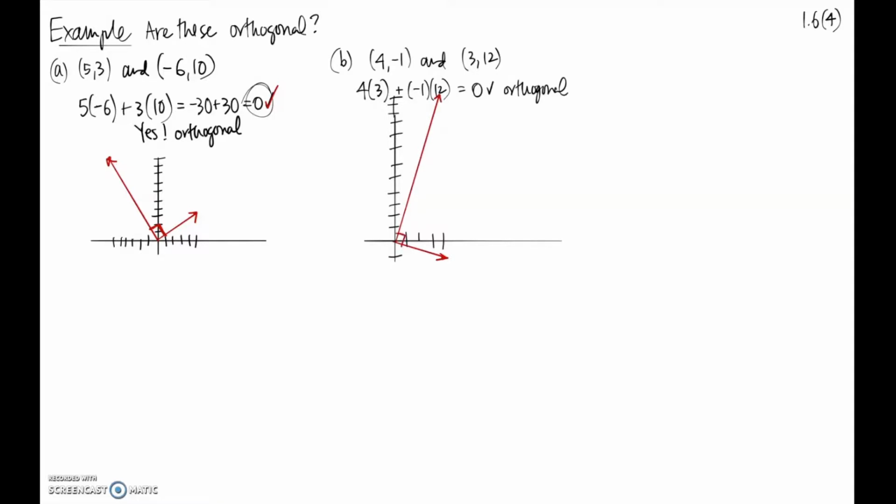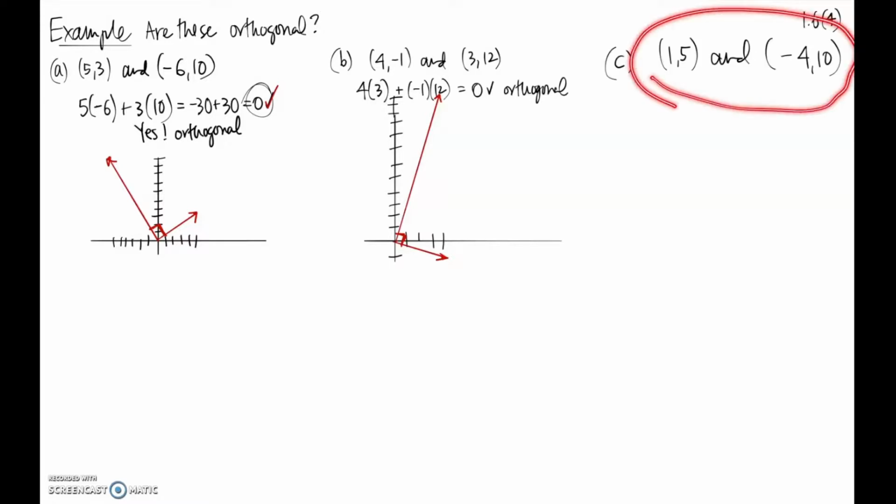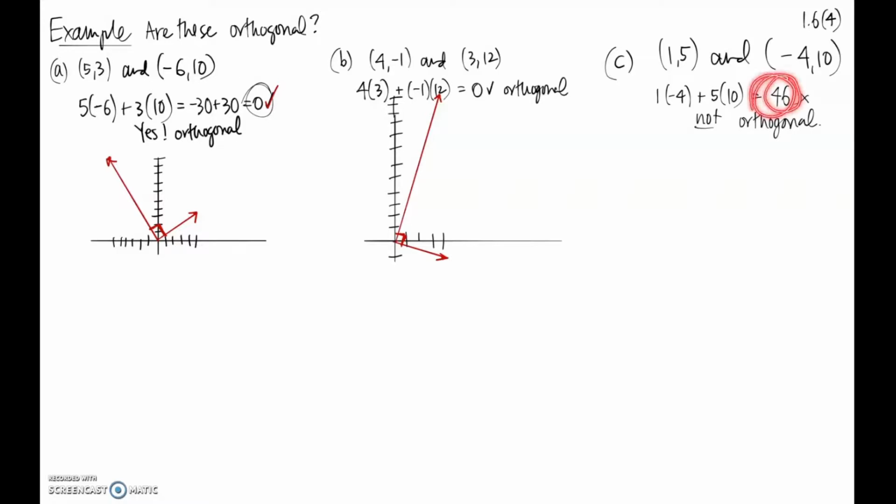And yep, these guys look orthogonal too. Okay, one last example for you to try. Go ahead and pause the video and see if you can find out if (1, 5) and (-4, 10) are orthogonal. When I did the dot product, I got 46, so I said I probably shouldn't put an X there. So I said they're not orthogonal.